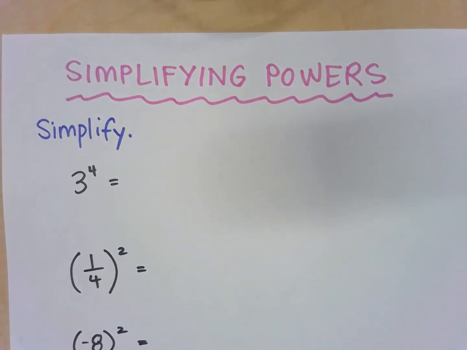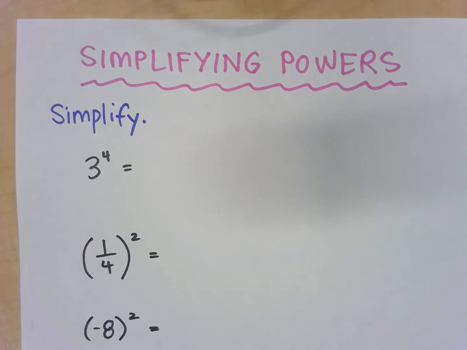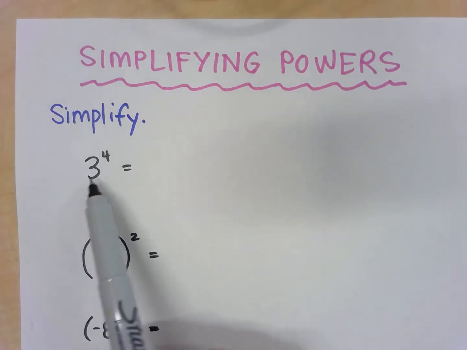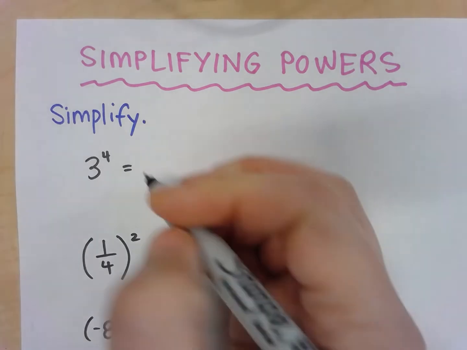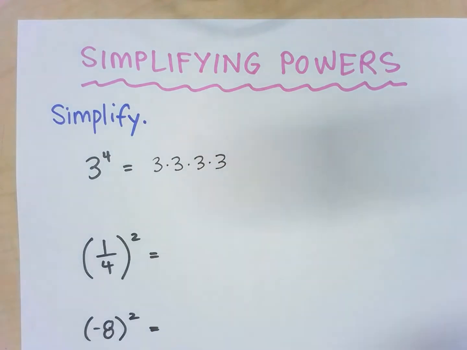All right, so now that we know how to write numbers in exponential form, how can we simplify powers to find out what their value is going to be? If you're ever asked to simplify, that means you're asked to find what the value is, or the product, once you multiply out your base numbers. So 3 to the 4th power would be 3 multiplied by itself 4 times.